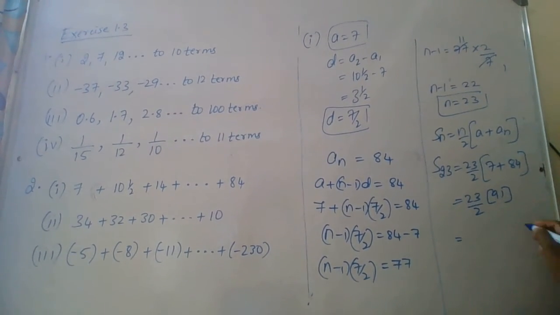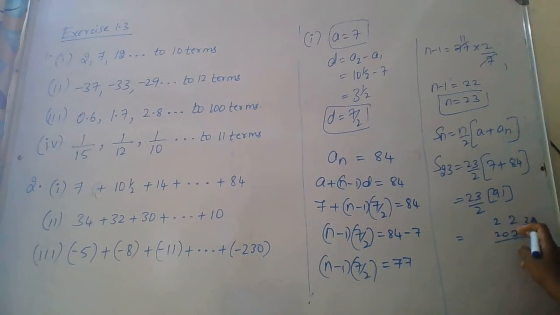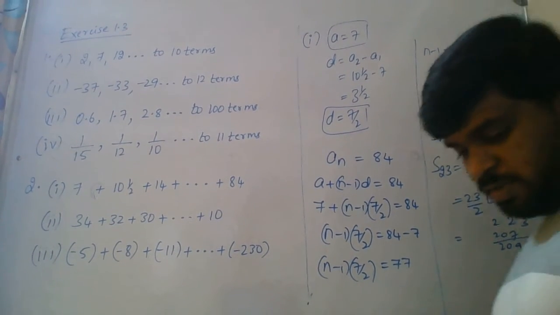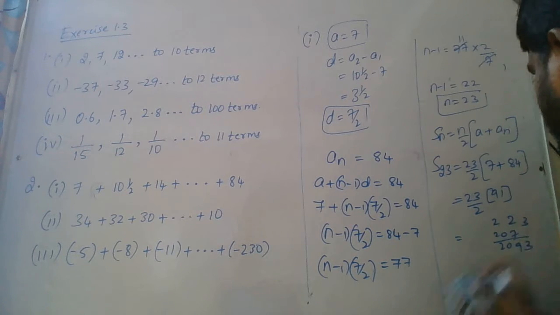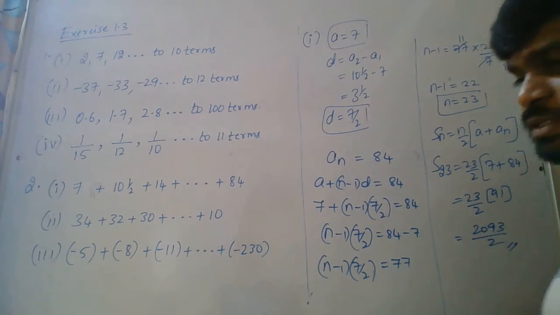So if you multiply, you get 23 into 91, which is 2093. So we get the answer as 2093 divided by 2. That's the final answer.